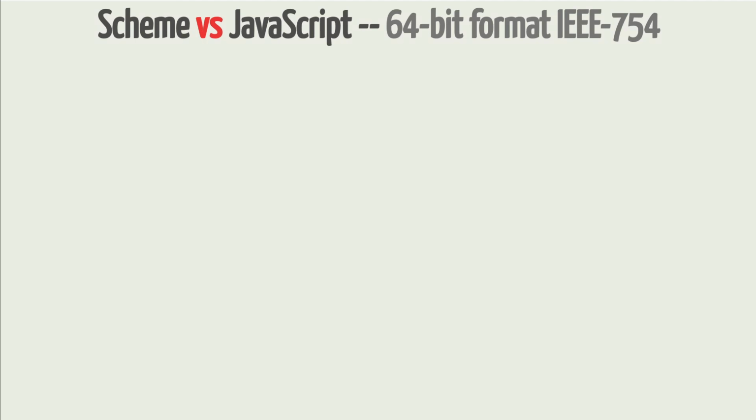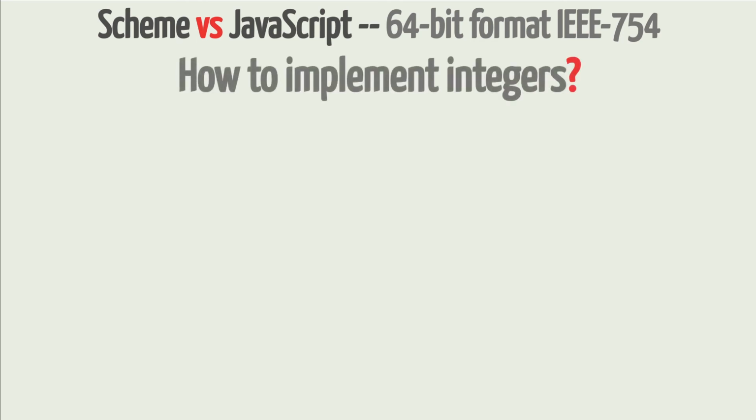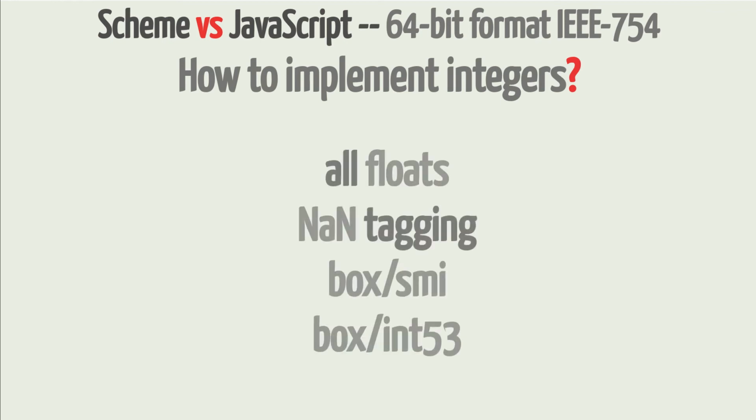Contrary to most general-purpose programming languages, JavaScript only supports floating-point numbers. However, integers play an important role, for instance, for accessing arrays. So the question: how to represent integers? And more precisely, in our case, how to map JavaScript integers to Scheme integers? There are at least 4 known possibilities.